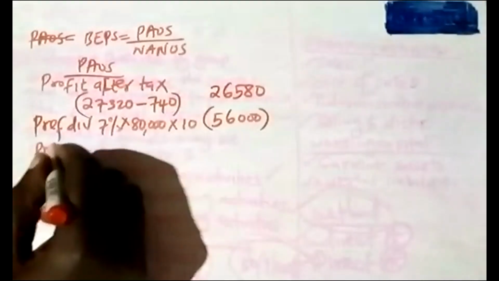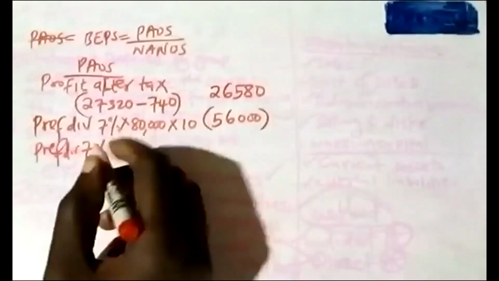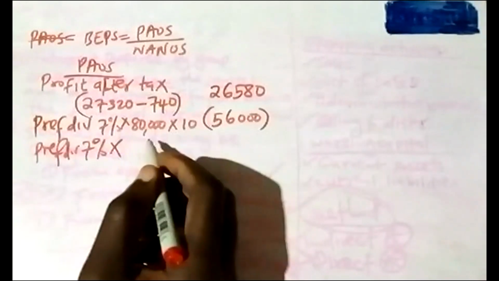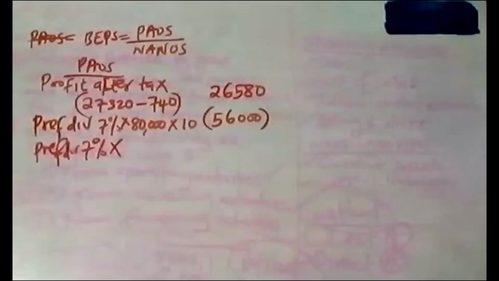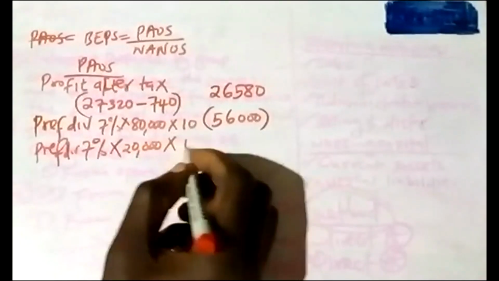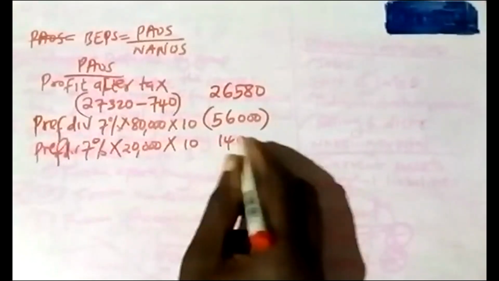So the other preference shares, you take 7%. So the preference dividends, you take the 7% times what? It was which figure? It was 20,000. And our price, obviously, it was 10. So 200,000. 7% of 200,000 is? That is 14,000.